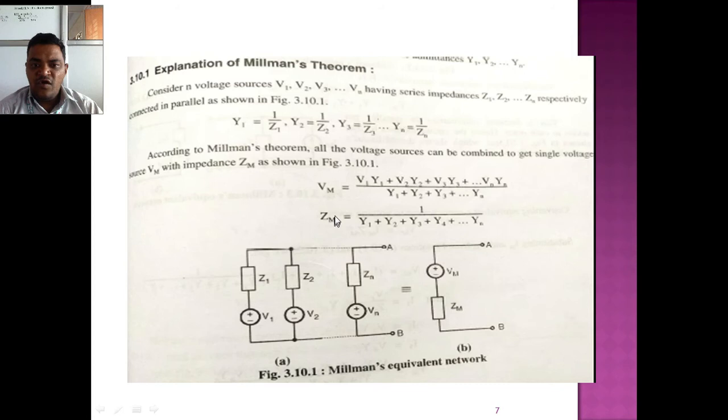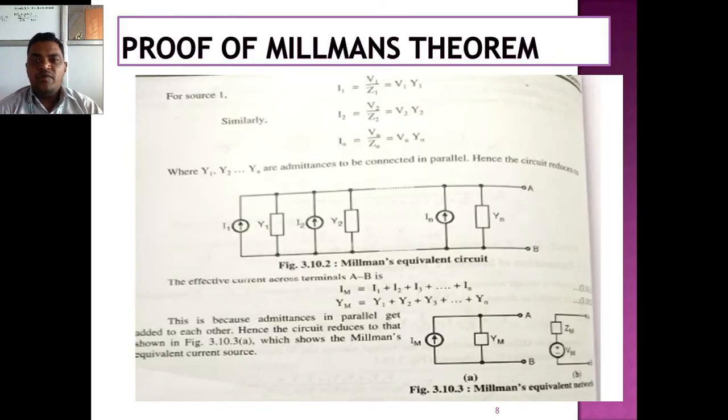Here is the Z of M, which is equal to 1 upon Y1 plus Y2 plus Y3 up to Y of M. It is basically the reciprocal of the admittances. So now the proof of Millman's theorem.